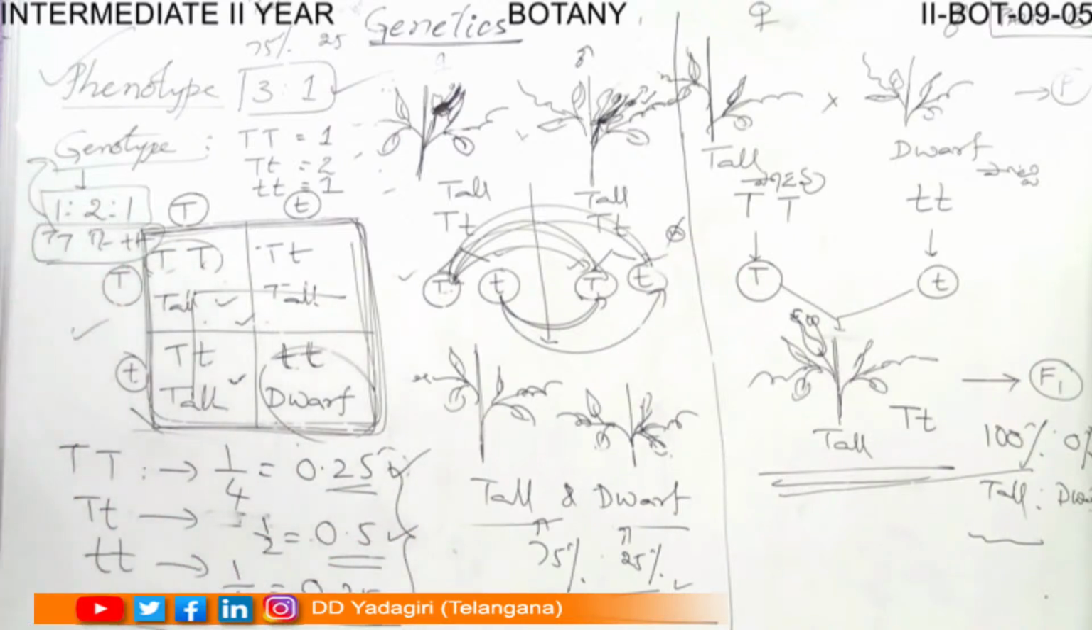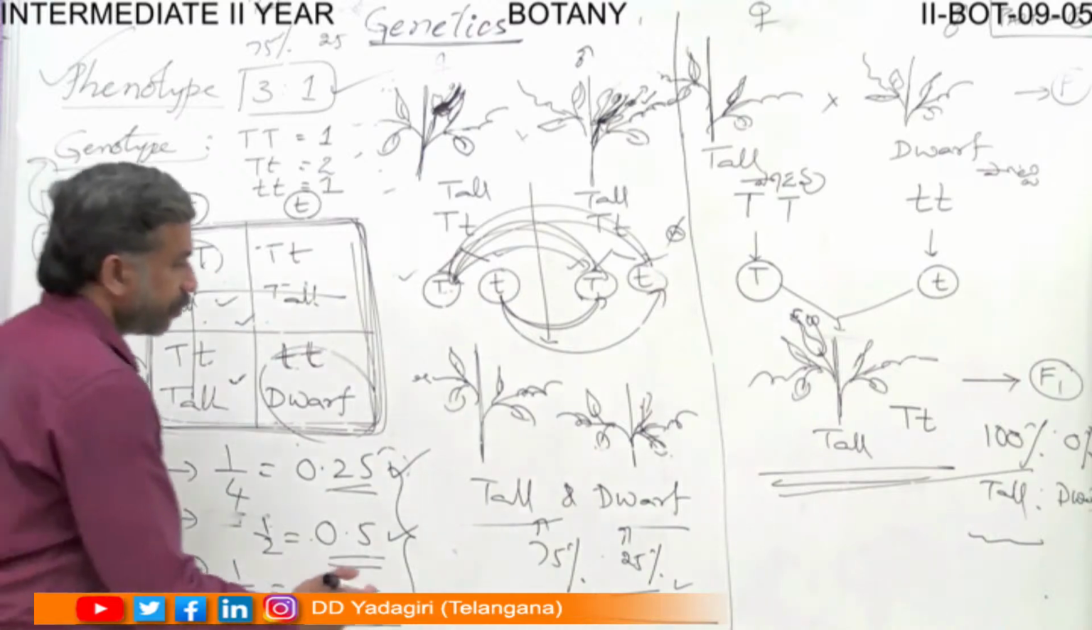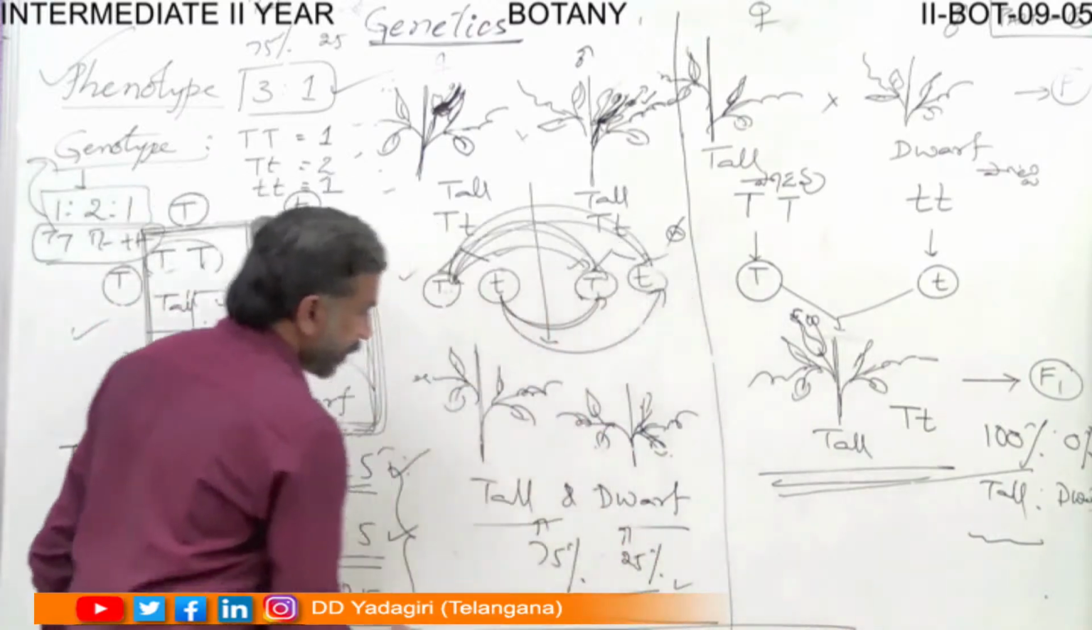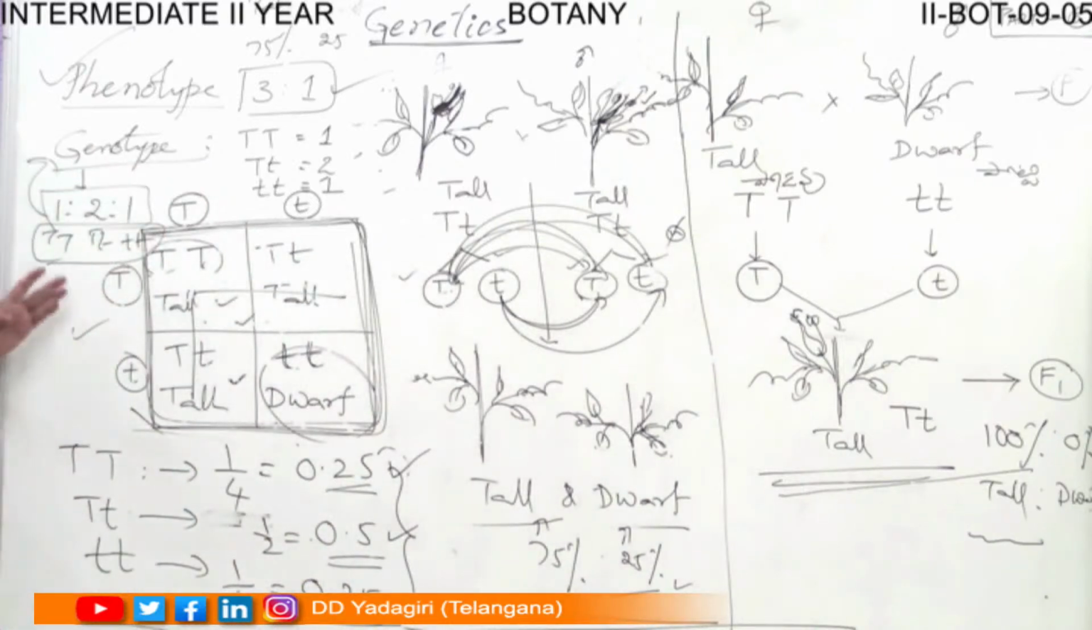So this is the probability of occurrence of these genotypes in the F2 generation. Right, so that completes the monohybrid cross. That completes Mendel's monohybrid cross for tea plants.